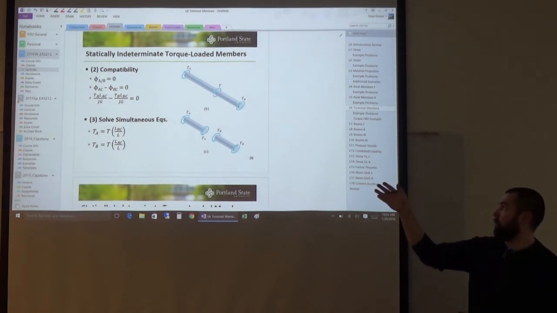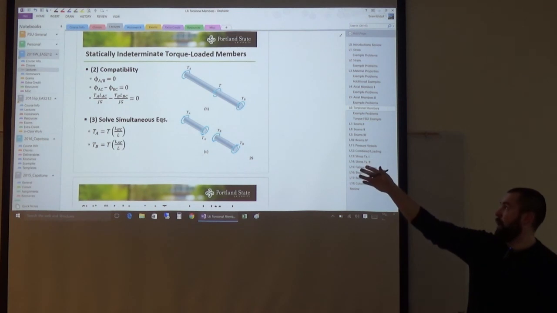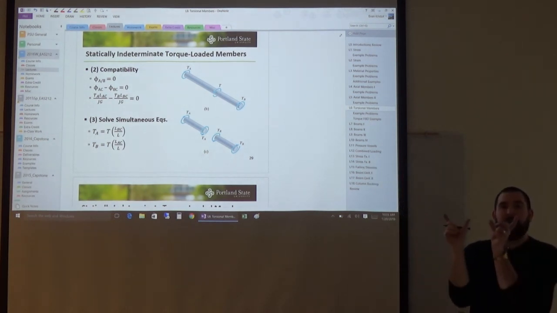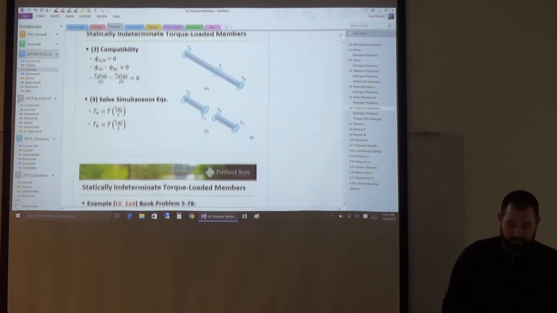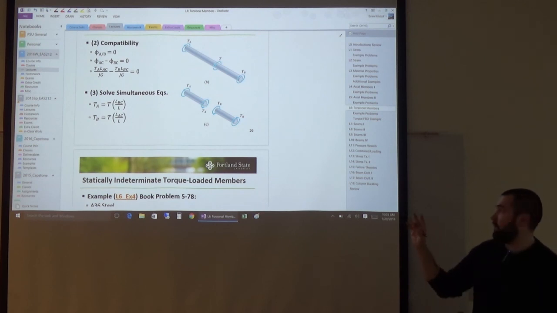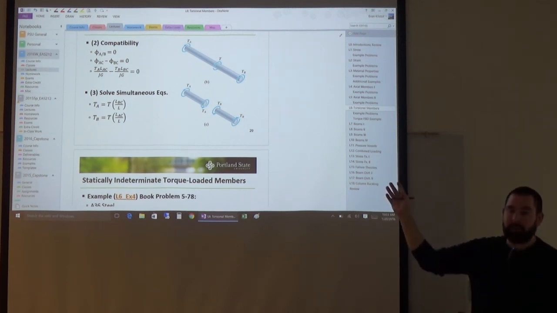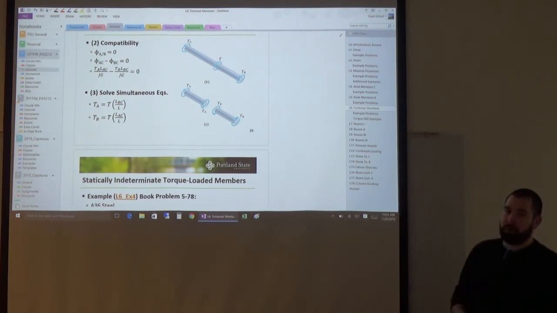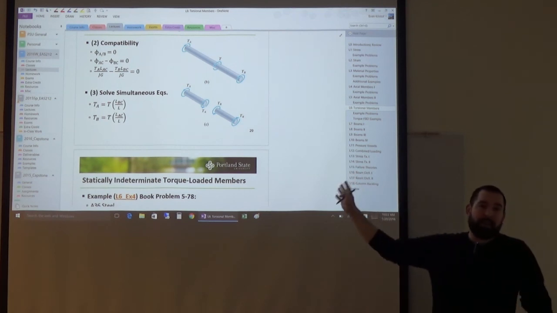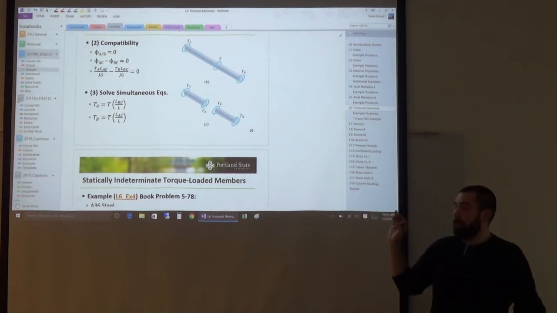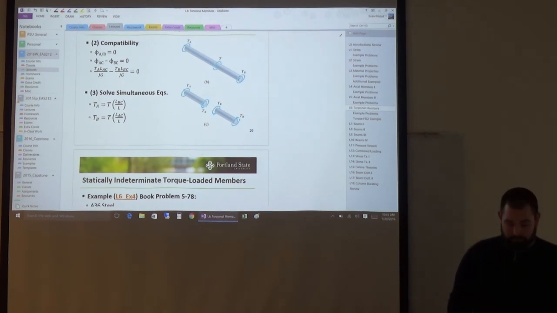Just like we said, the overall rotation from one end of the shaft to the other has to be equal to 0, and therefore the angle of twist of each of the segments has to cancel each other out. Once you solve those simultaneously, you get that the torque at A is equal to the external torque times the ratio of length BC divided by the total length, and a similar result for the torque at B. Now this is almost identical to the indeterminate axial member that we went through in lecture on Tuesday.